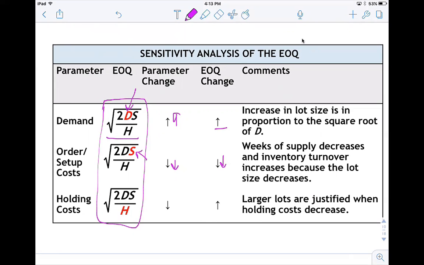But if you look at the holding cost, if your holding cost goes down, it is cheaper to hold the item in inventory, whatever that item is. Then you can order more and more from your suppliers, right?